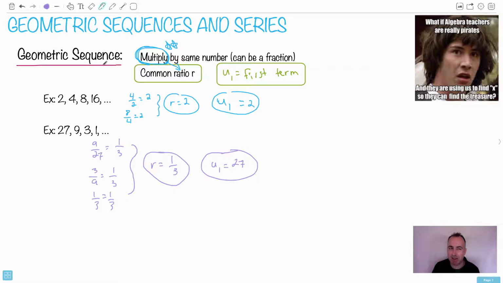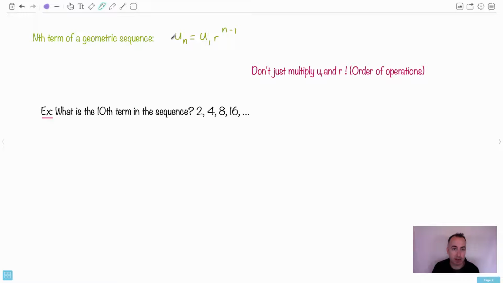Now let's go a little bit deeper then. We've got an equation for the nth term of a geometric sequence. You don't have to look it up.